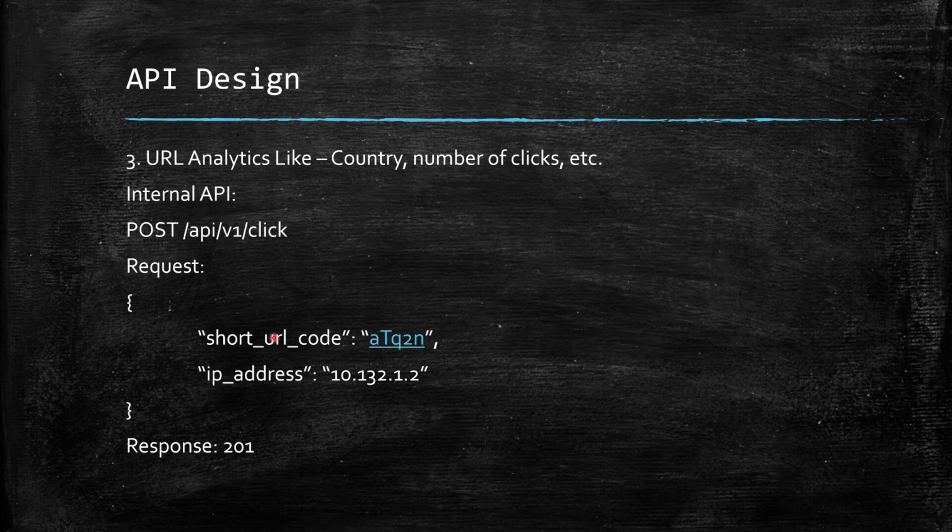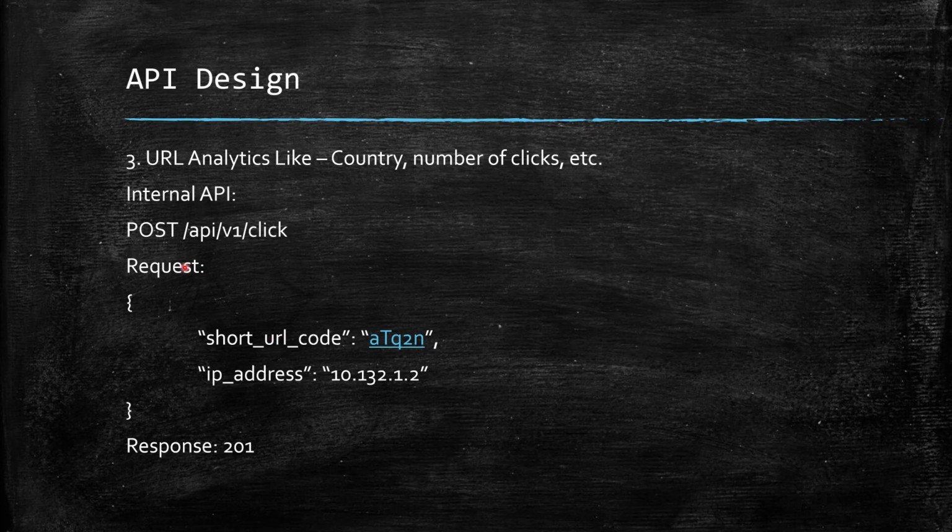The third functional requirement that we had was URL analytics, like country, number of clicks, etc. So this will be an internal API. We have to note that it is not going to be publicly exposed because our redirection service will be making this API call and not an external browser or external client. Otherwise, anyone can come and copy that particular analytics API, start hitting that API, and our analytics will be skewed in that case. That's why we do not want this particular API to be publicly exposed.